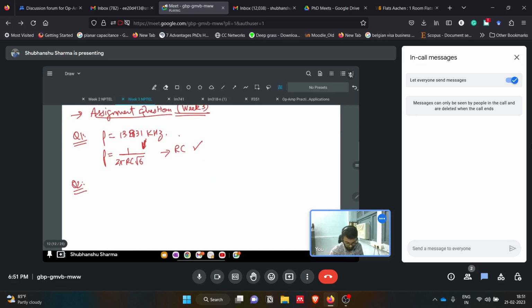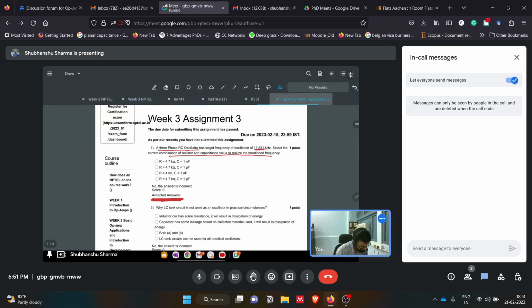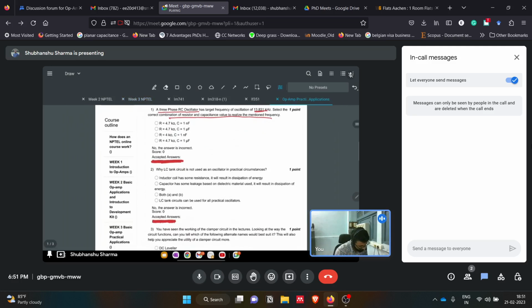Question 2. So question 2 was, why LC tank circuit is not used as an oscillator in practical circumstances. The options were: inductor coil has some resistance, capacitor has some leakage based on dielectric, or both of them, or LC tank circuits can be used for all practical oscillators.